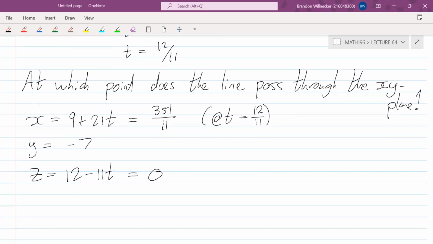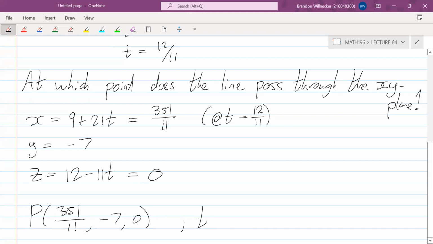So if we put all of that together, then the point, let's call it P, is given by 351 over 11, minus 7, and 0. So this is the point of intersection.